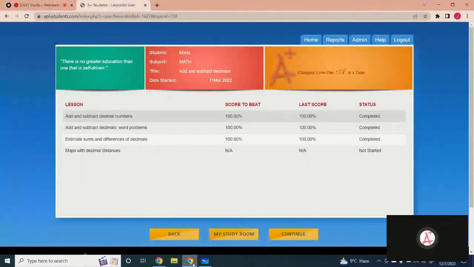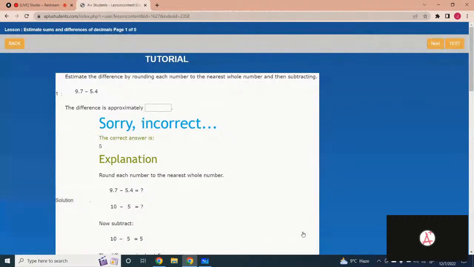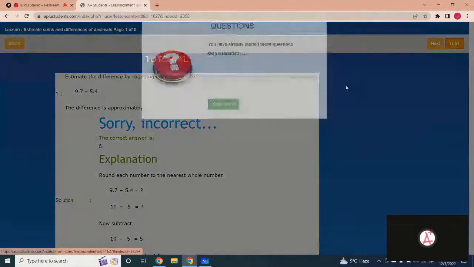Okay, here I am on grade 6 maths. The chapter name is add and subtract decimals. And here is the lesson we're going to start with, that is estimate sums and differences of decimals. Let's start with the test questions.